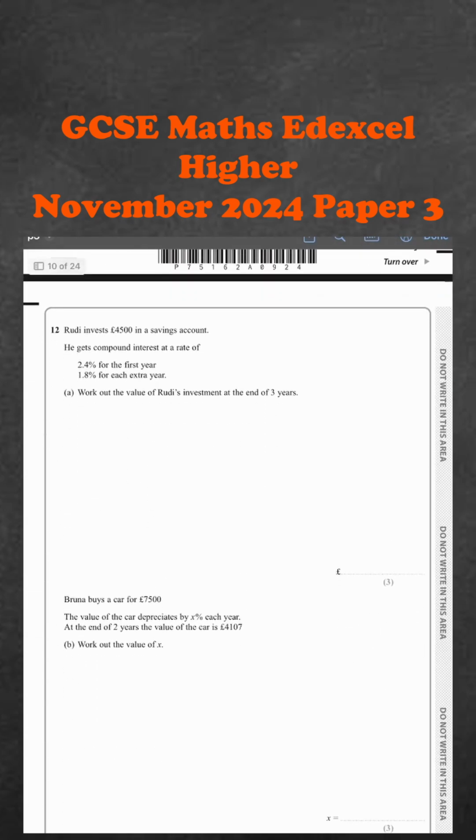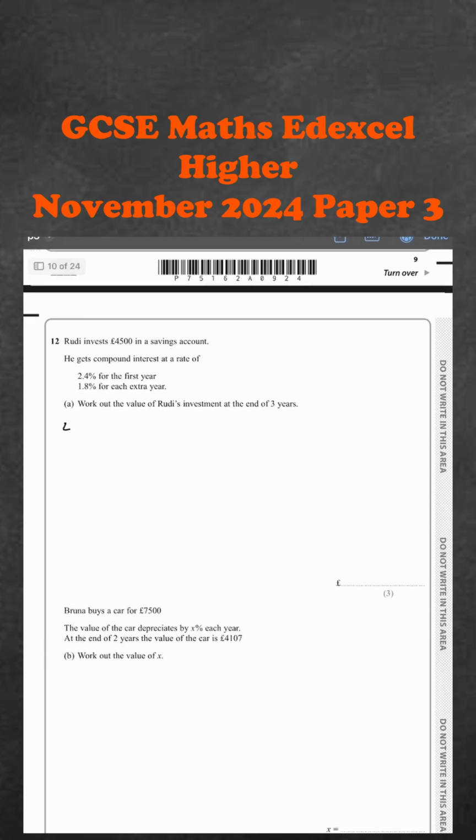Question 12. Rudy invests £4,500 in a savings account. He gets compound interest at a rate of 2.4% for the first year and then 1.8% for each extra year. Work out the value of Rudy's investment at the end of the 3 years.